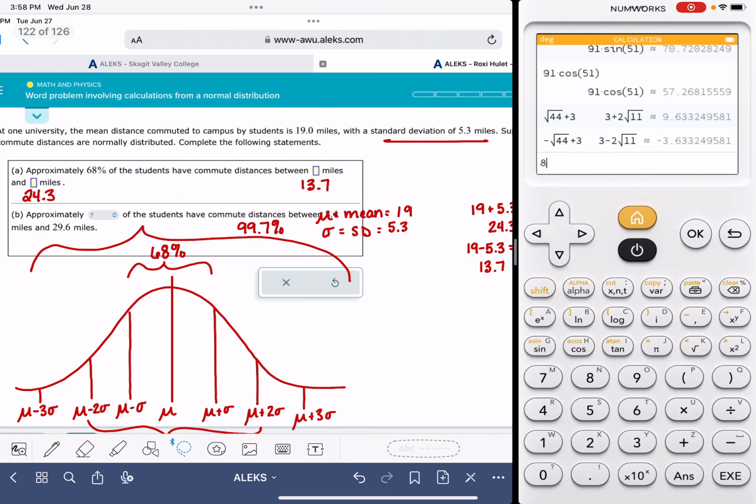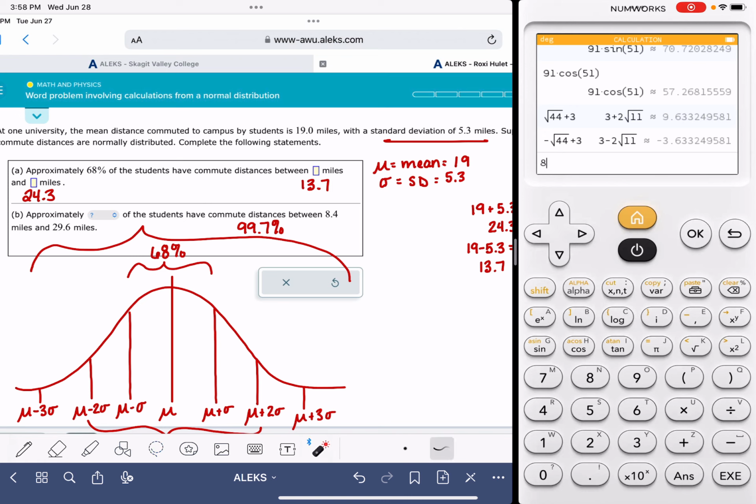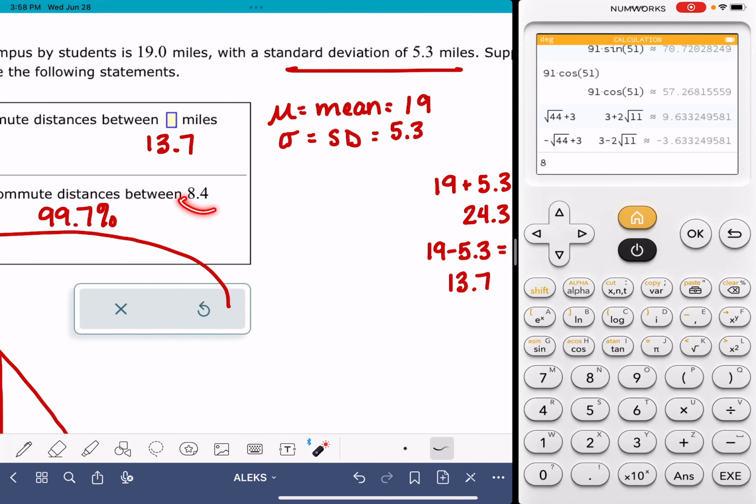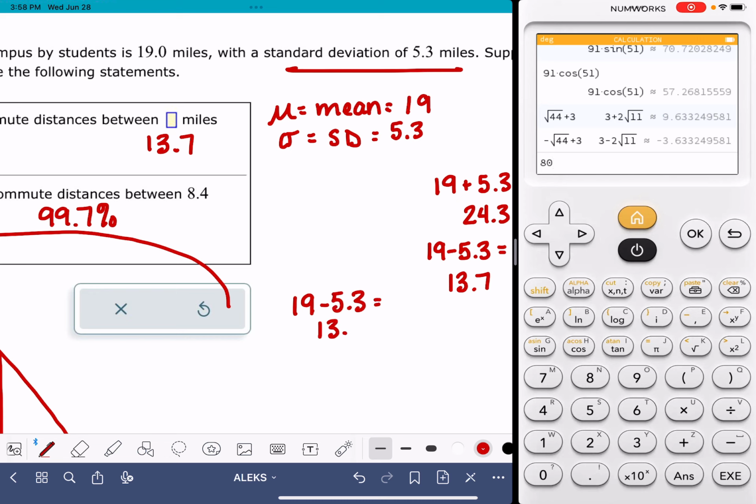Now, the next question that it's asking me is, what percentage of students have a commute between 8.4 and 29.6 miles? So to solve this problem, we need to figure out how many standard deviations away from the mean is 8.4. So let's go back to our mean. If we subtract one standard deviation from the mean, we've already done that math, that's 13.7. If we subtract a second standard deviation from our mean, that's going to give us the 8.4. So 8.4 is 2 standard deviations below our mean.